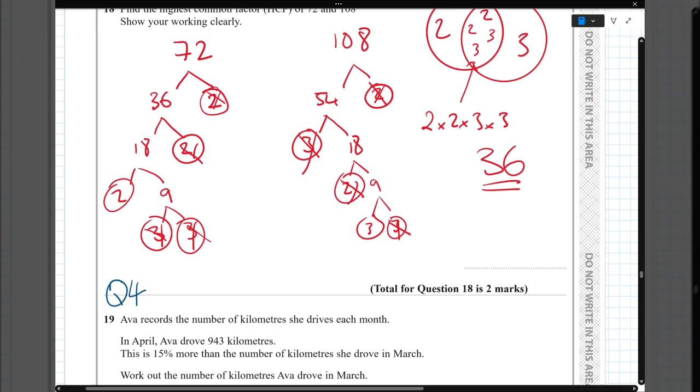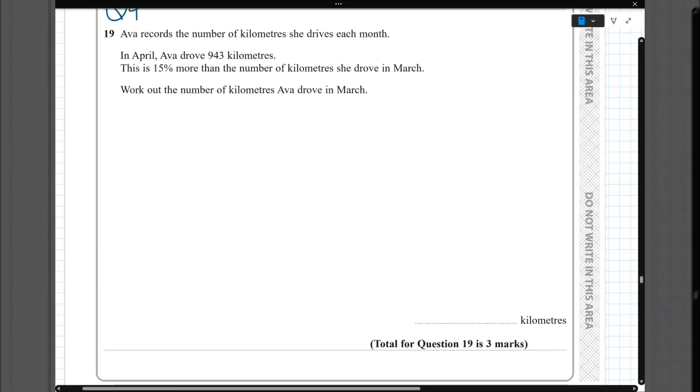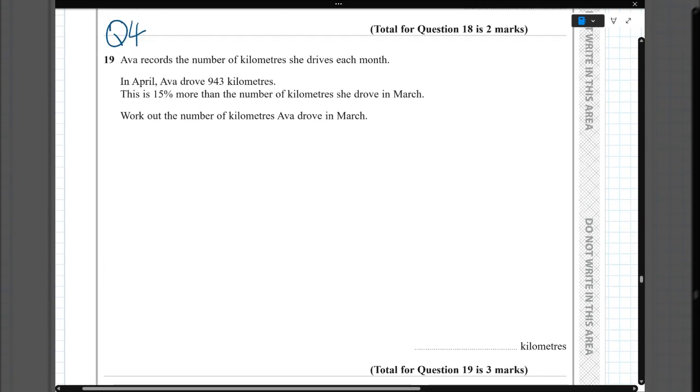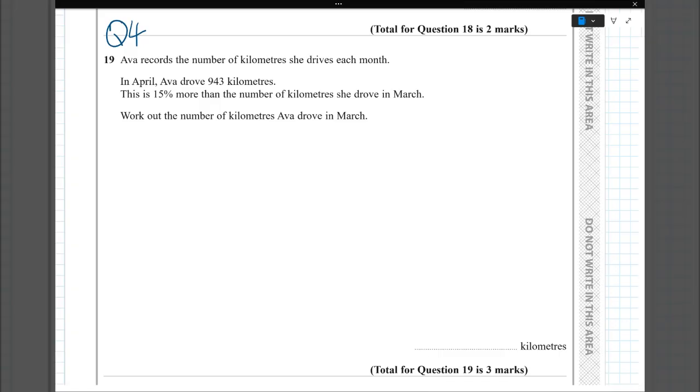All right, question number 4, or question number 19 on the foundation. Ava records the number of kilometres she drives each month. In April, Ava drove 943 kilometres. This is 15% more than the number of kilometres she drove in March. Work out the number of kilometres Ava drove in March.